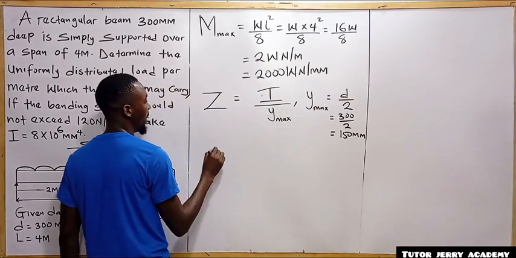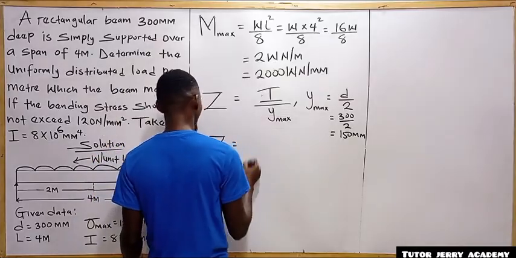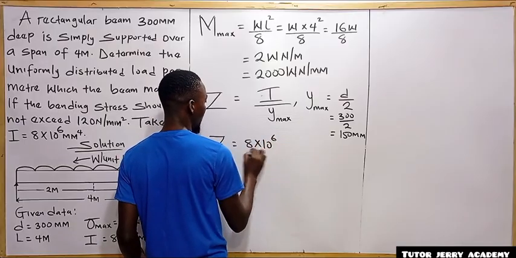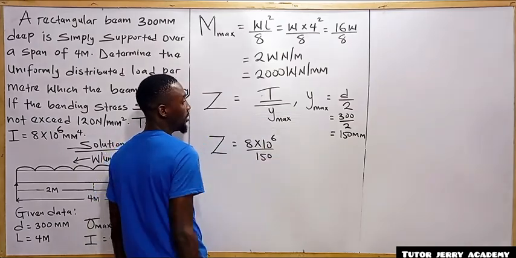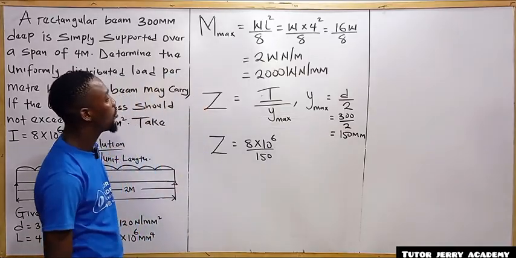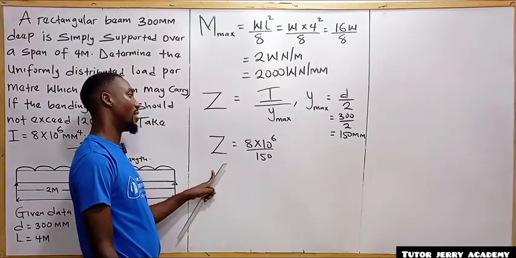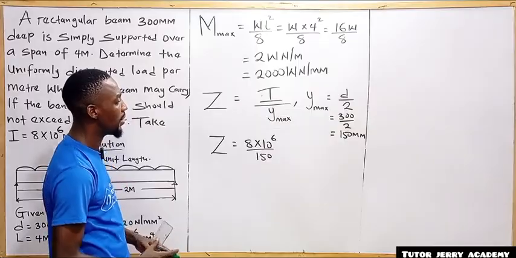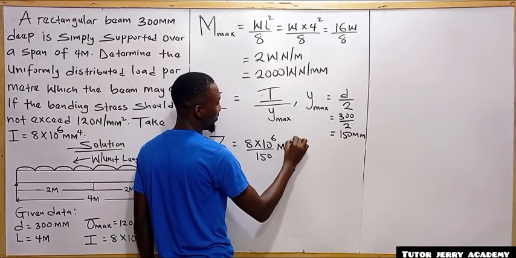All right, so we can therefore say our sectional modulus will be equal to moment of inertia, which is 8 times 10 to the power of 6, divided by our Y max, which is 150. So again, you are going to recall, what will be the unit of our sectional modulus? The unit of our sectional modulus is always in mm to the power of 3. So it's going to be mm to the power of 3.